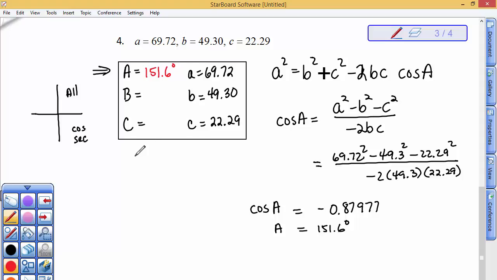So next, I would go to the law of sines, and it doesn't matter what I do first. So I'm going to go 49.3 over the sine of angle B equals the 69.72 over the sine of that big 151 degree angle we just found. And I'm going to solve for angle B by taking this product and dividing it by this, and then going second sine.